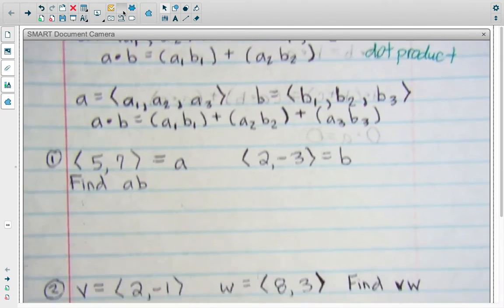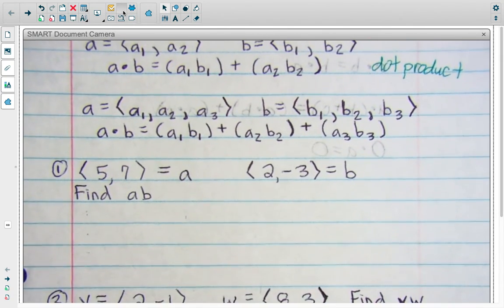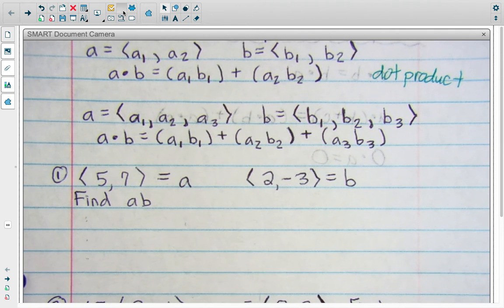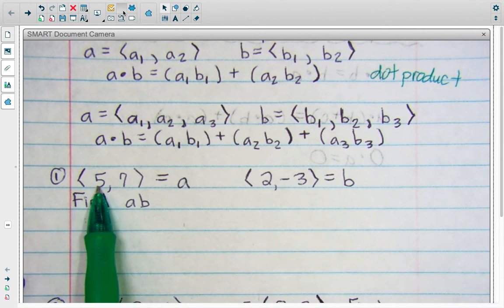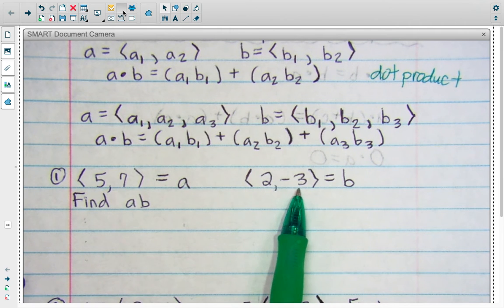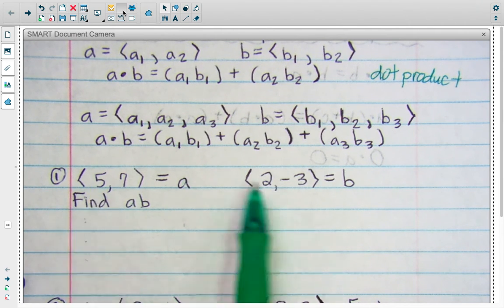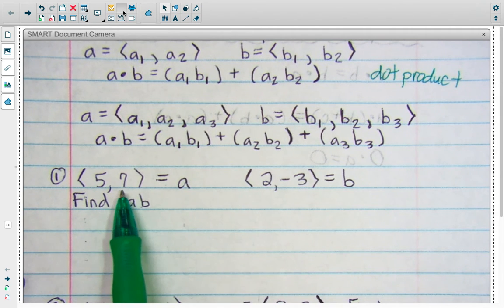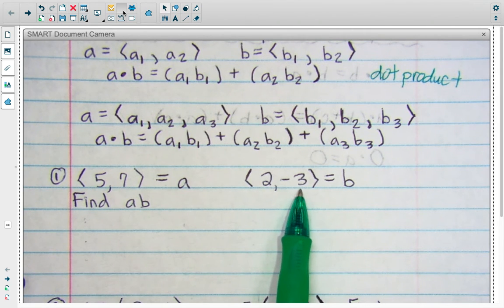So for example, number 1, this is a 2D vector. So we're going to do 5 times 2 and then add that to 7 times negative 3. So that is a dot product. Again, 5 times 2 and add it to 7 times negative 3. You're only going to get a number back, and that's okay because we're trying to figure out what is the magnitude, what is the size when I multiply these two together. So there is nothing wrong with that.